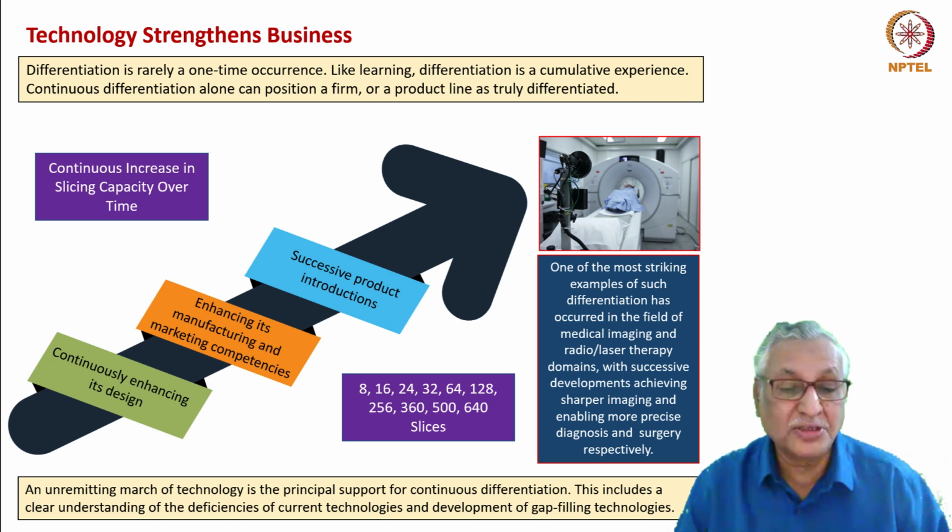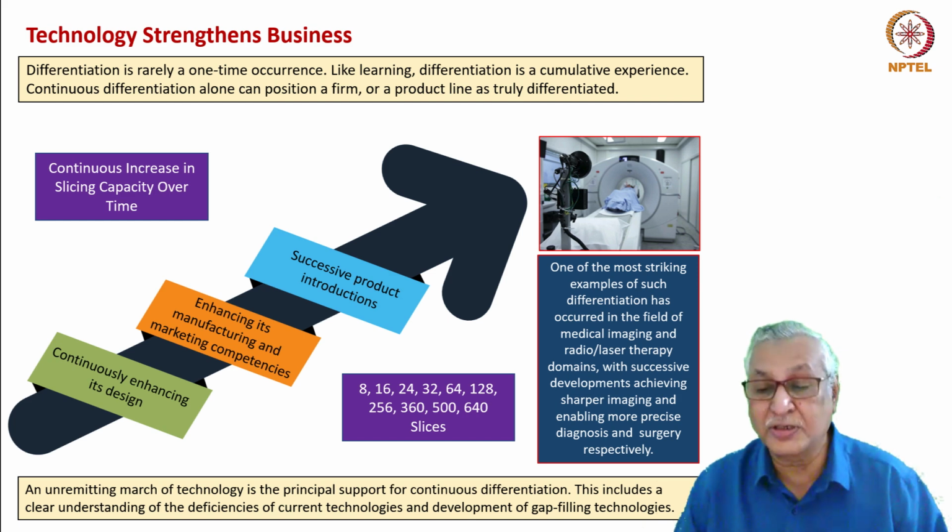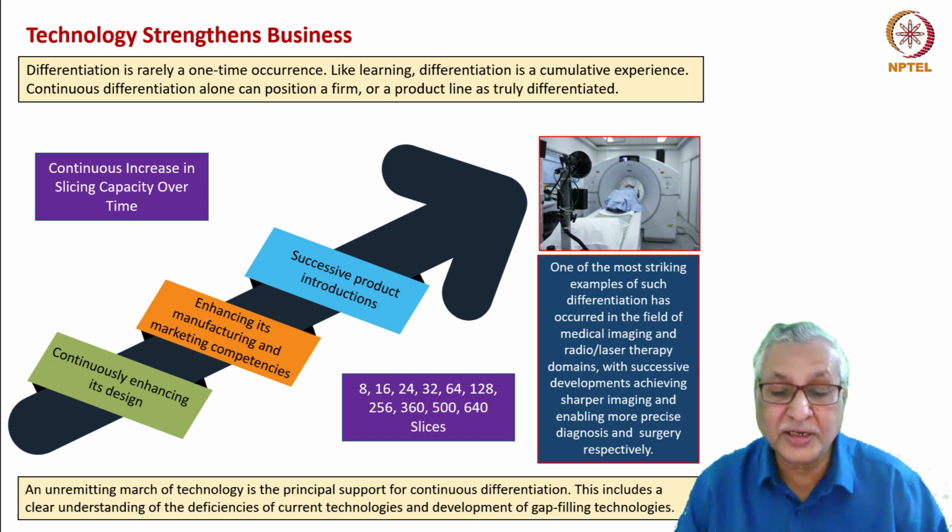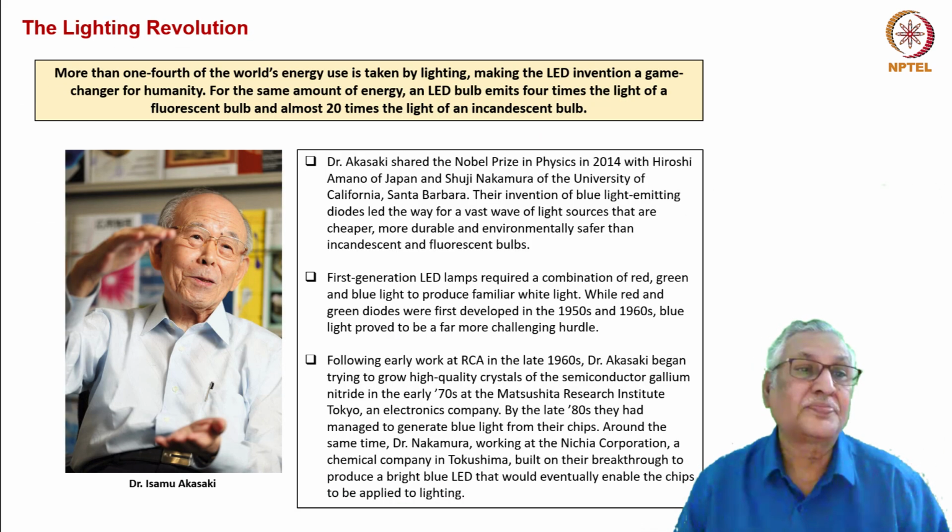An unremitting march of technology is the principal support for continuous differentiation that happens based on continuous enhancements in designs, continuous enhancements in the manufacturing and marketing competencies, and successive product introductions. A clear understanding of the deficiencies of the current technologies and development of gap bridging technologies is part of the technological endeavor for any company.